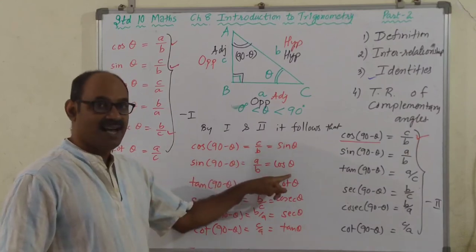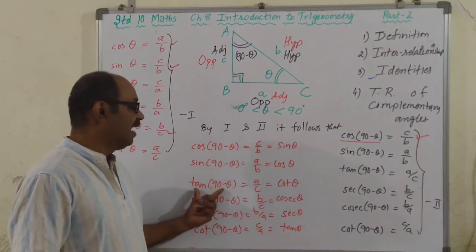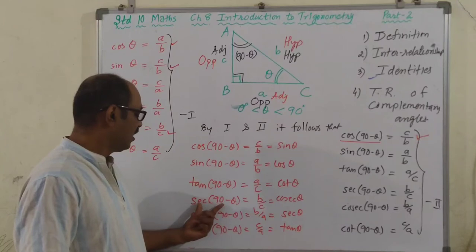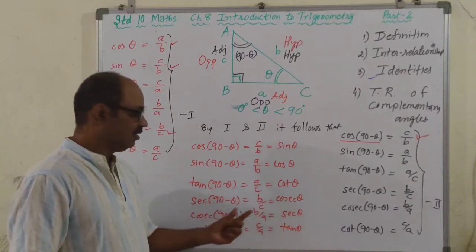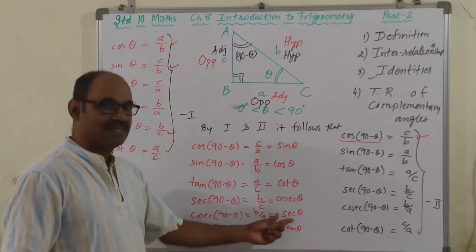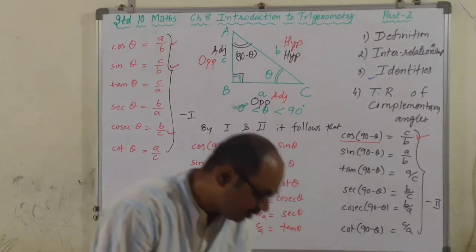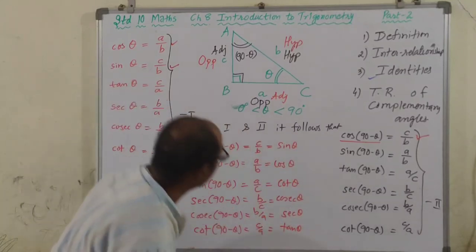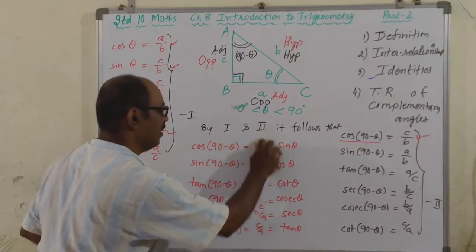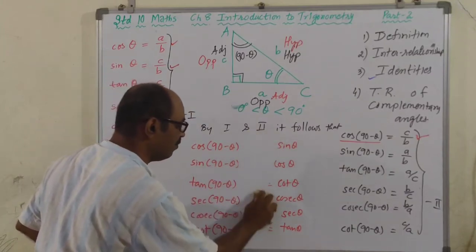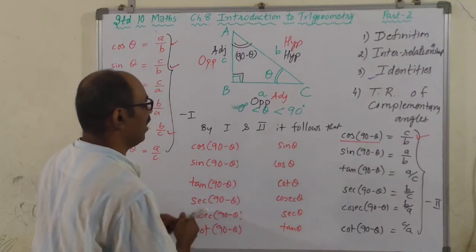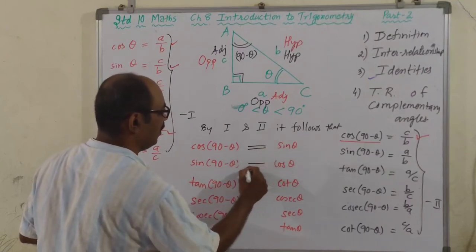So you can say cos 90 minus theta is sin theta. Sin 90 minus theta is cos theta. Tan 90 minus theta is cot theta. Sec 90 minus theta is cosec theta. Cosec 90 minus theta is sec theta. And cot 90 minus theta is tan theta. Let me remove this, not required, because it is equal anyway. And I write equal to.